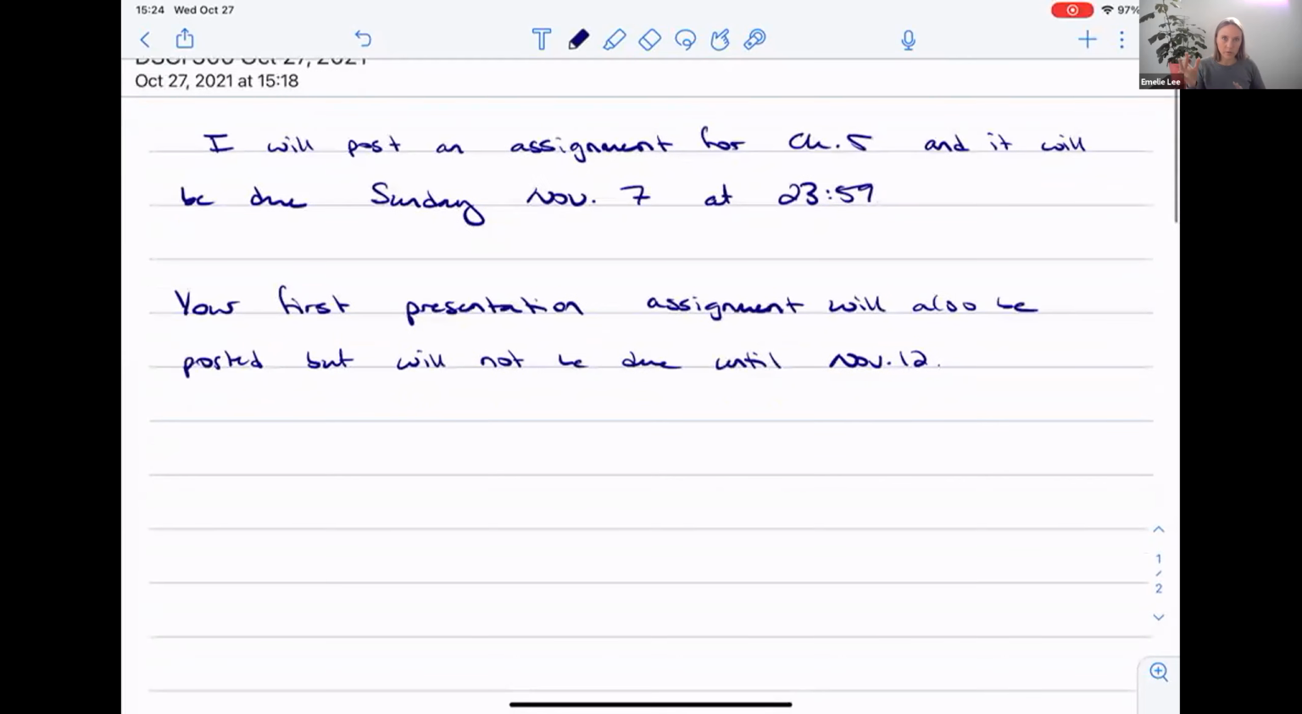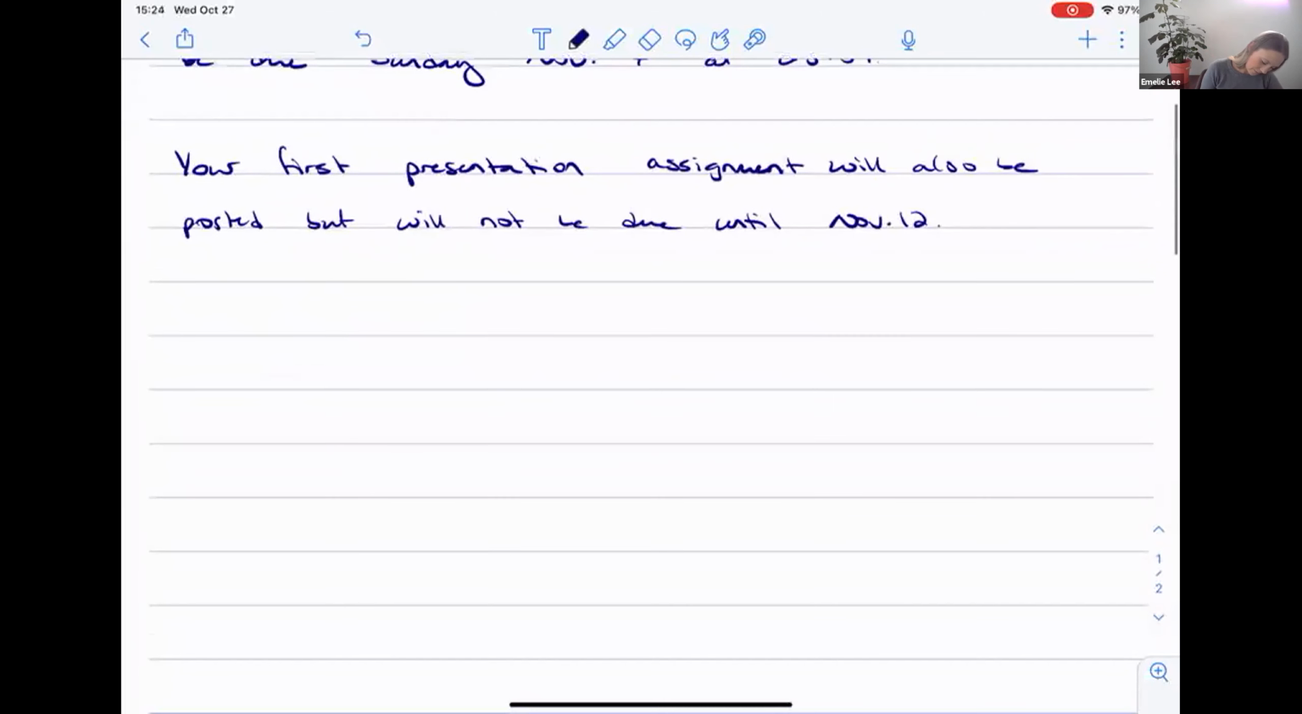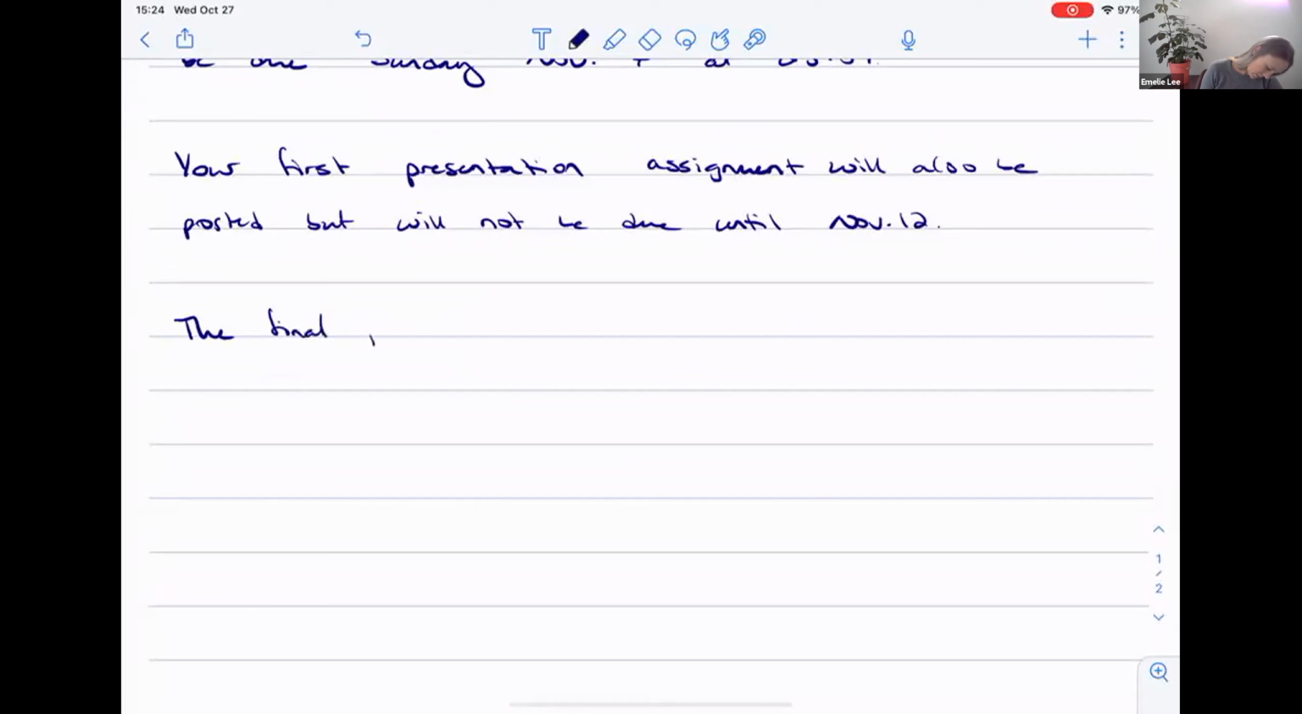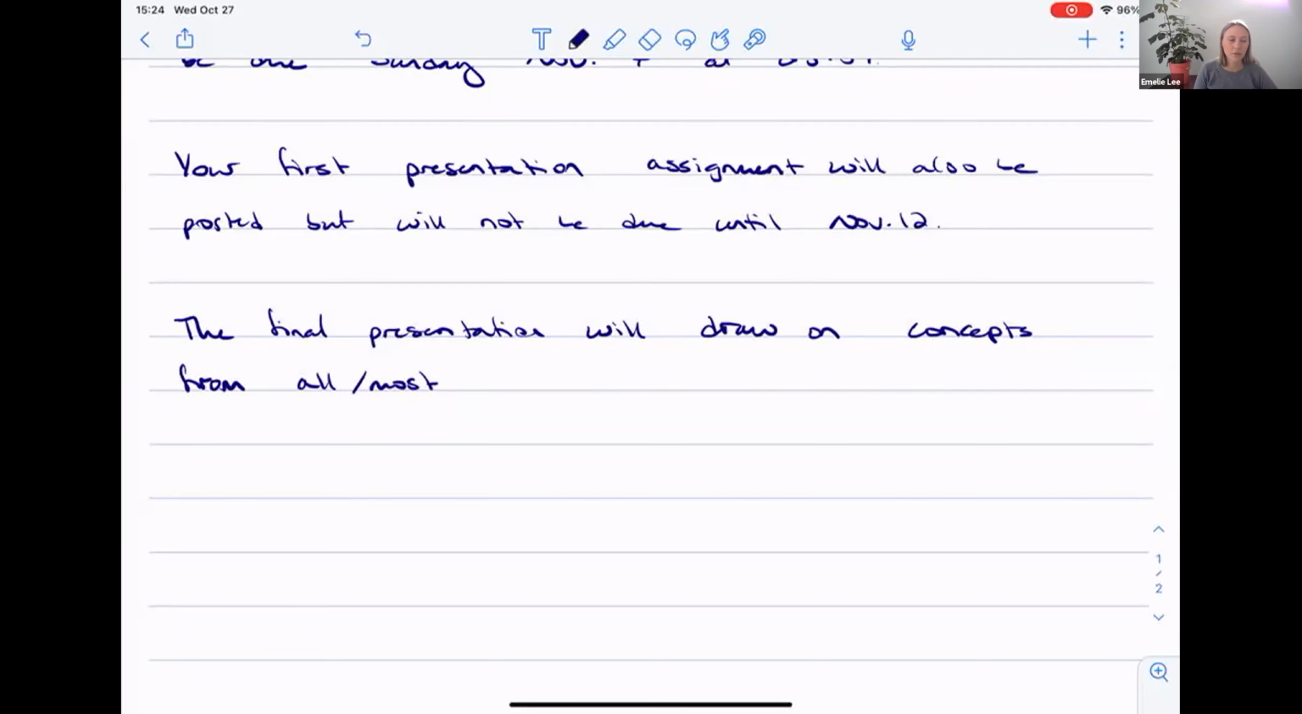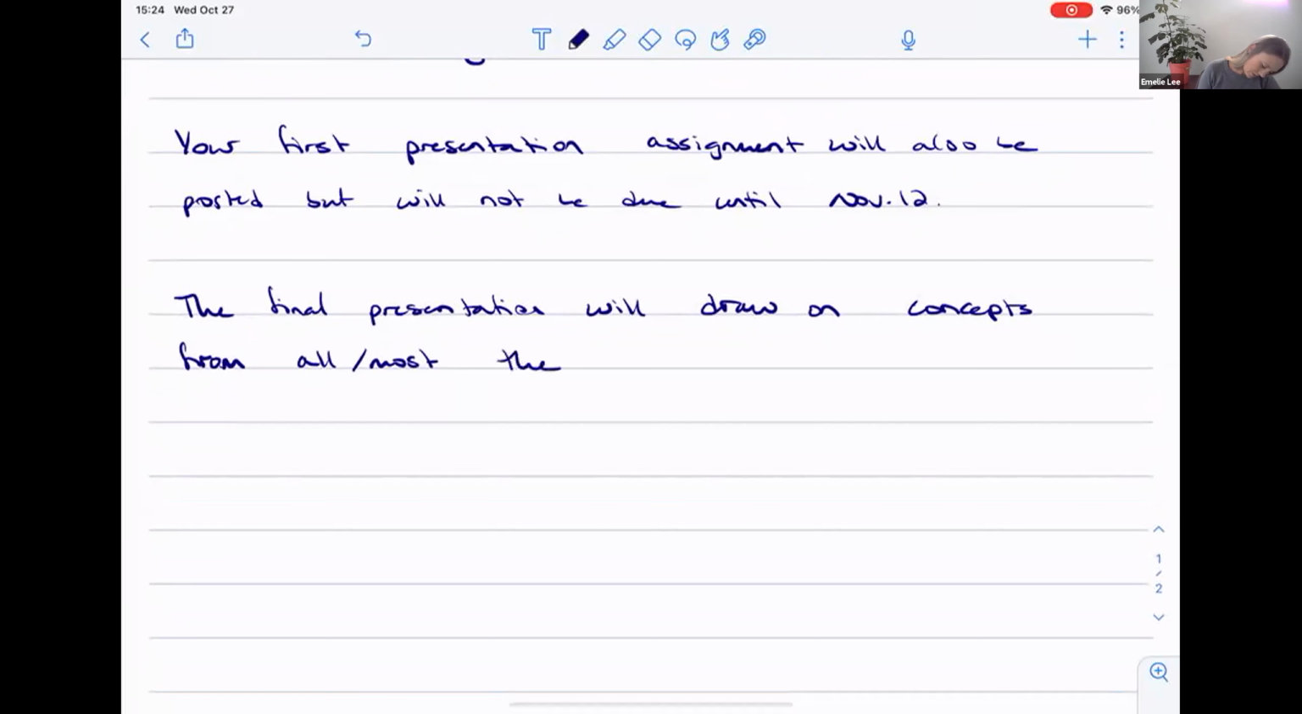So just as a note, because we're talking about it, the final presentation will draw on concepts from all or most of the previous assignments, depending on what you want to do, from all the previous assignments.